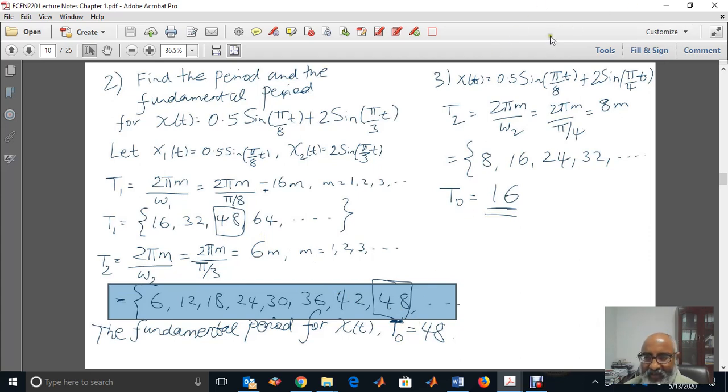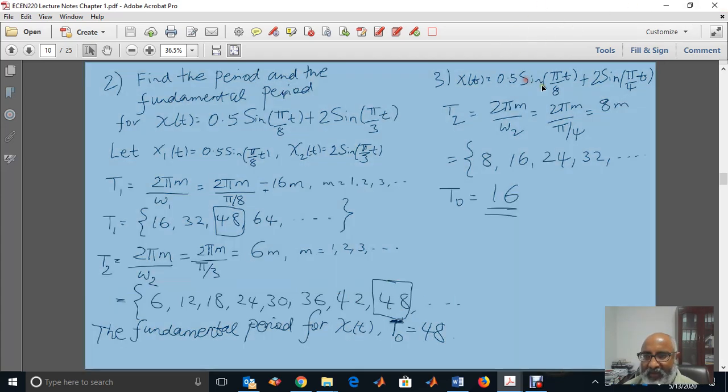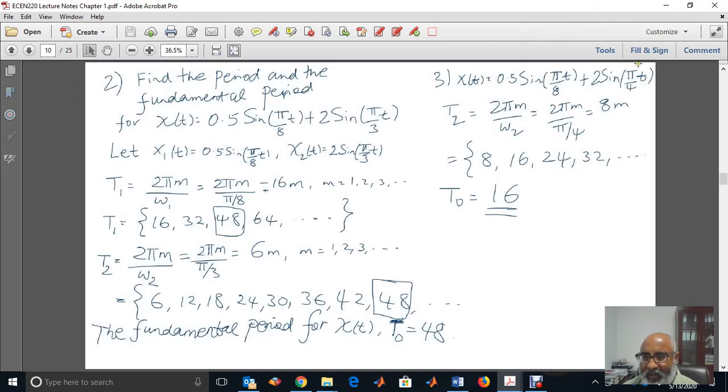If I have another one, pi over 8t and pi over 4, again, for pi over 8 we have this one, the first one. And for pi over 4, I have 8m: 8, 16, 24, 32. Then the smallest common between this one and this one is 16. So 16 is the fundamental period.